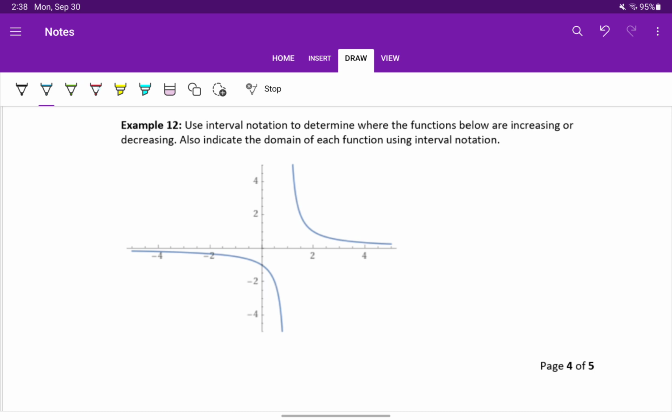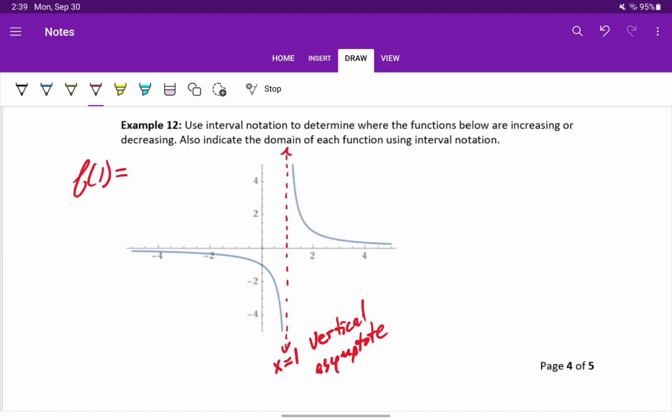In example 12, we have a restriction in our domain. It's not graphed on here to start, but we can see that what's happening is there's a vertical line passing through x equals 1 that our function is approaching from both directions. This is referred to as a vertical asymptote. What that means is it's a vertical line that our function will approach but never actually intersect. So for this function, if it's a function f, it means that f of 1 is undefined.